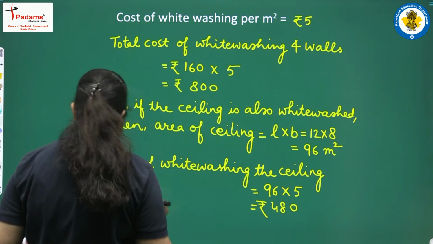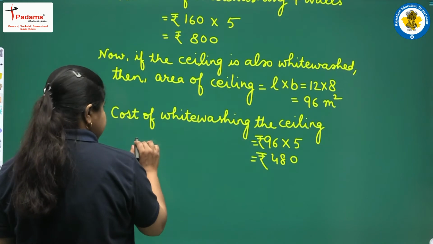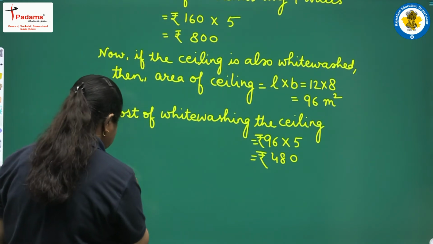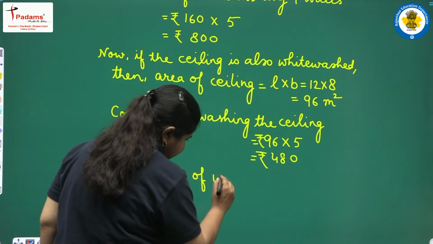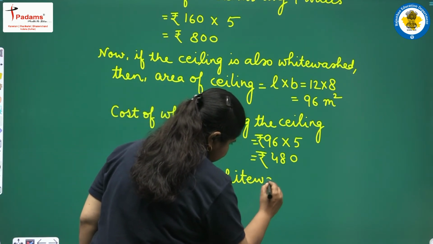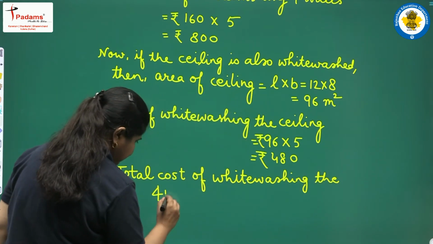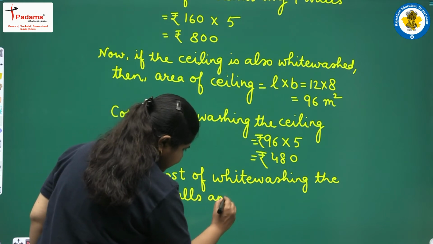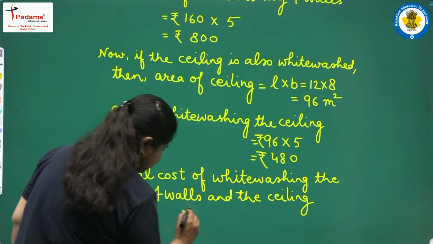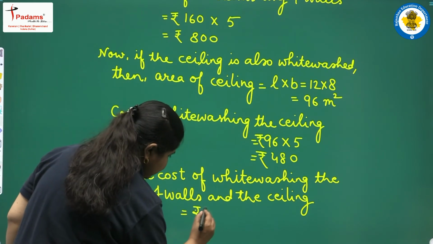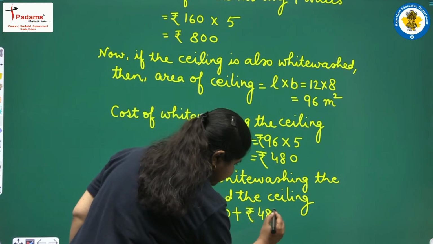But here we have to find the total cost. So total cost of whitewashing the 4 walls and the ceiling. For this we will be adding these two numbers. Total cost of whitewashing the 4 walls and the ceiling, it will be equal to, देखिए पहला कॉस्ट आपका आया था ₹800 ऑफ द 4 वॉल्स और सीलिंग के लिए आपका कॉस्ट आया है ₹480. दोनों को एड अप कर लीजिए.